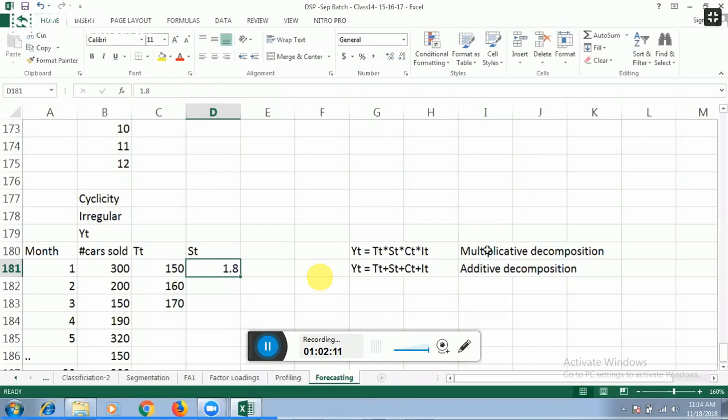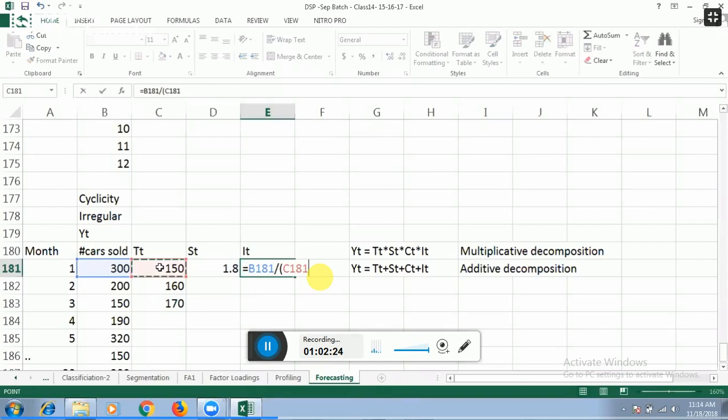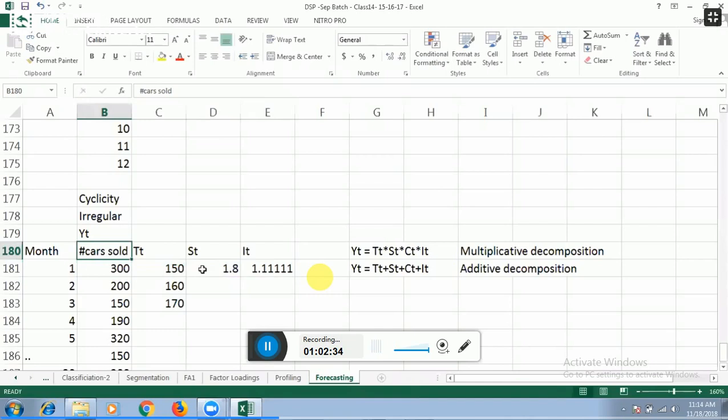Is it correct? Right now I'm not worrying about the CT because CT requires more data. What is the IT left over? 300 divided by this multiplied with this, so this is what the irregular component is. If you look at all three multiplied, what will we get? This 300. So if I'm able to split my series into these components, this is what we call decomposition. The decompositions are of two types: one is additive decomposition, one is multiplicative decomposition.